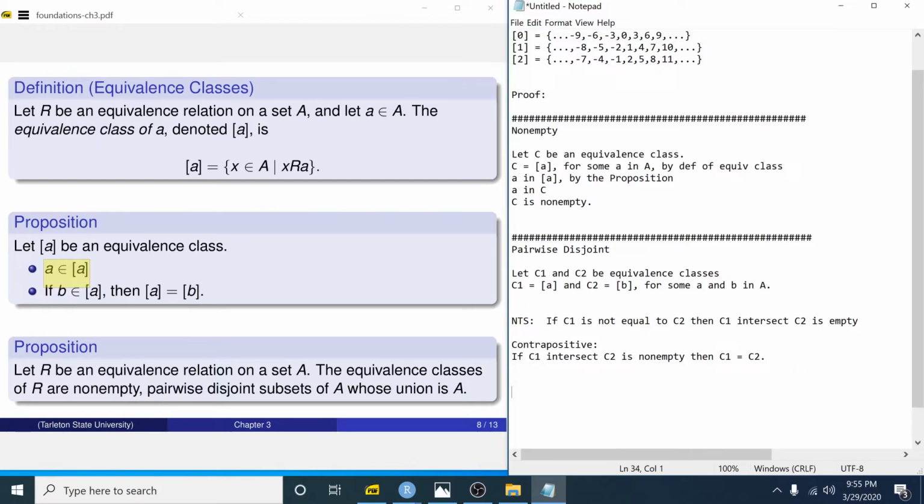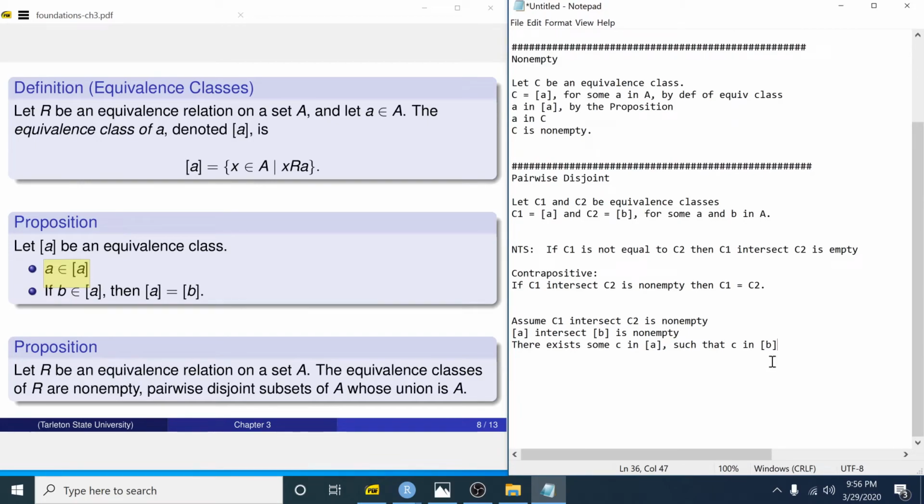Okay, well, let's do that then. Let's assume that C1 intersect C2 is non-empty. Let me just, as a reminder, mention that C1 is equal to bracket A and C2 is equal to bracket B, right? So that means if C1 intersects C2 is non-empty, that means bracket A intersect bracket B is non-empty. And that means there exists some C in bracket A such that C is also in bracket B. Okay, so there exists this common element that's in both of them, right?